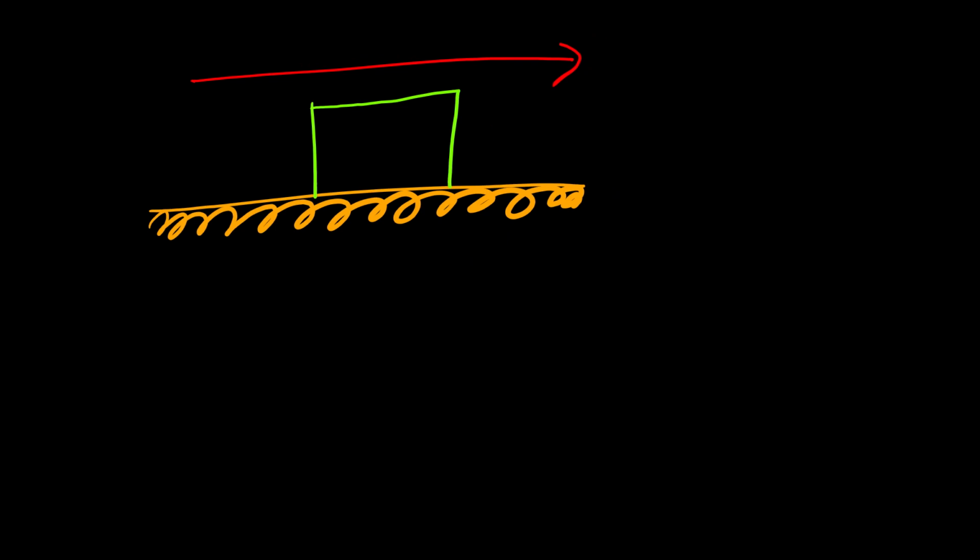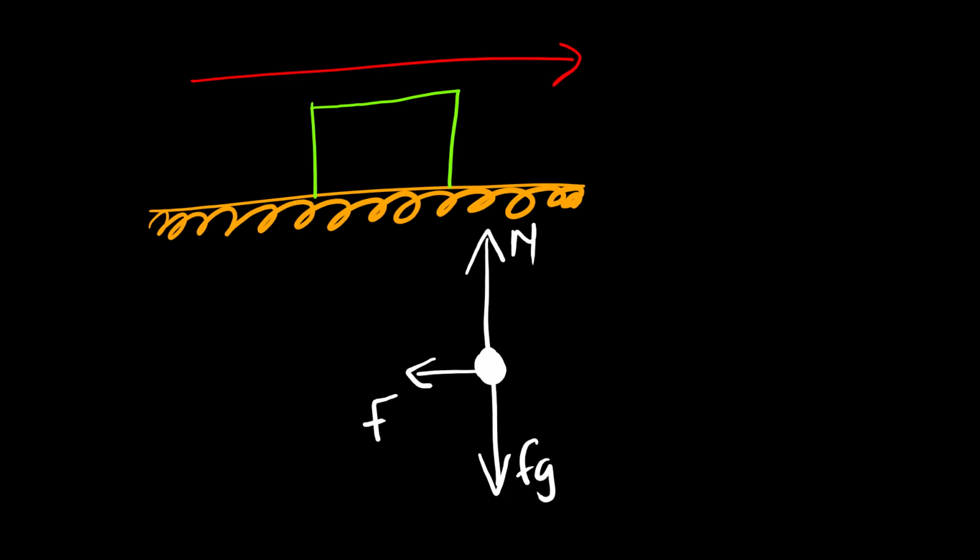In this example, we have an object moving to the right where the surface is rough, there is friction, but then there's no force applied. What is the free body diagram? This is our free body diagram.